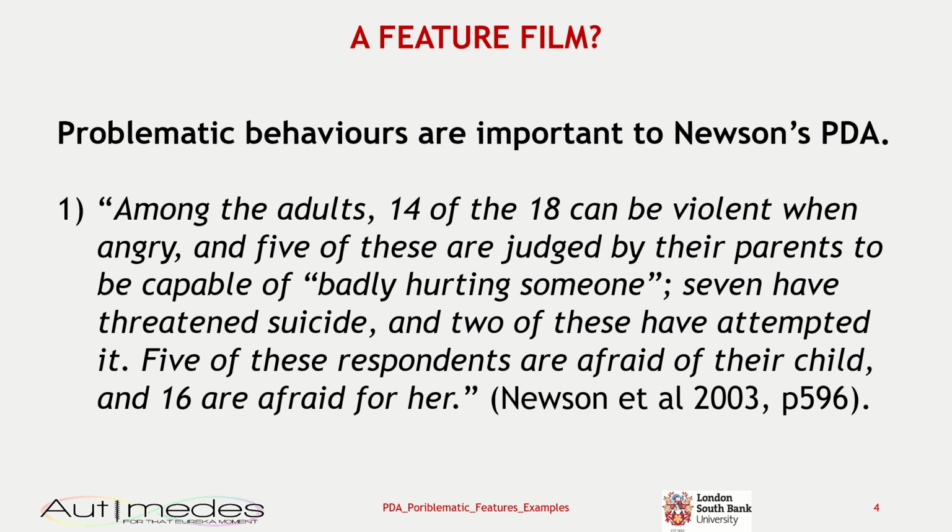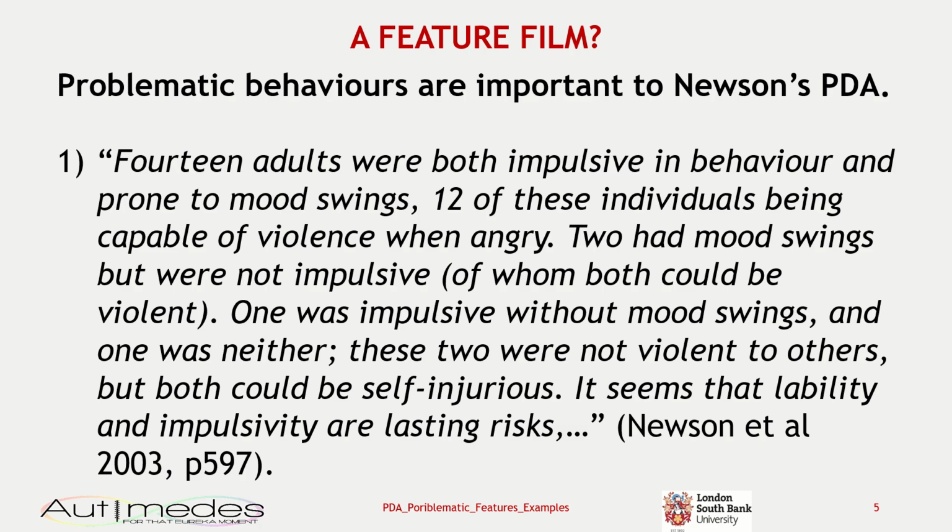That is Newton describing the social application issues amidst deficits in social pride, shame, and social identity. So this is a quote on the next page, so it'll be 597, talking about the rapid mood changes and the impulsivity. 14 adults were both impulsive in behaviour and prone to mood swings.